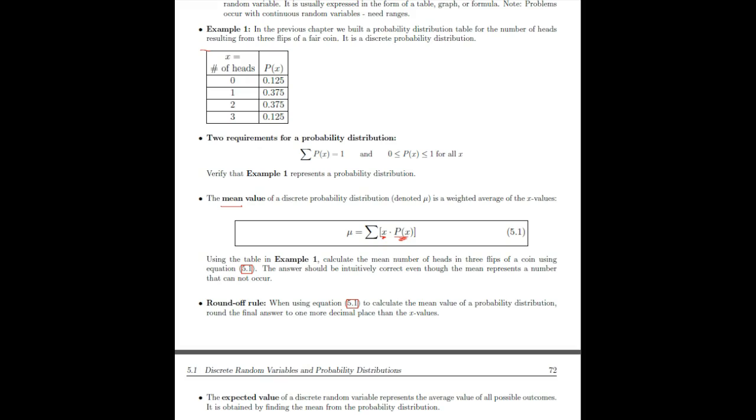Okay, so what we need to do is take the sum of all of our x times p of x's. So I like to make another column here. We'll call it x times p of x.